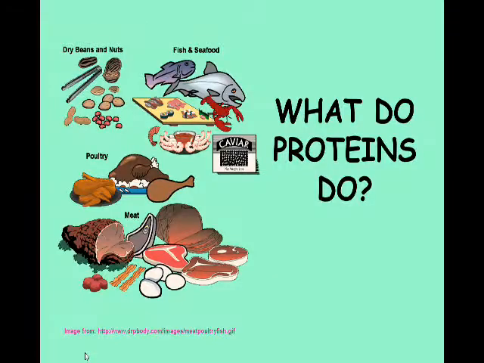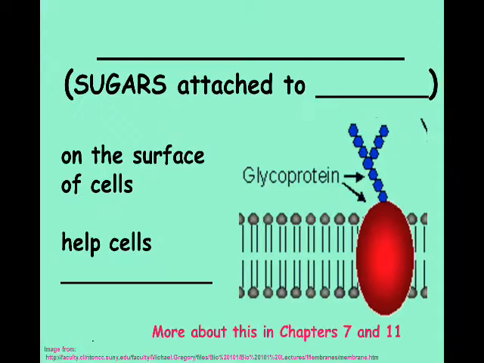Where do we get proteins? They're in foods that come from animals, right? Muscles are proteins. So if we eat an animal muscle from a cow or from a chicken or from a pig or from a fish, we're getting protein. Nuts also have protein and eggs have protein. So let's talk about what are some things that proteins do for us.